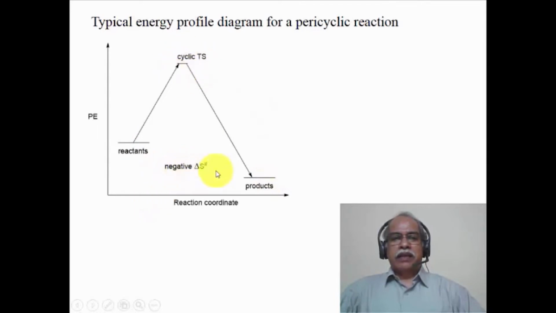And you see here it's written negative delta S double dagger. In other words, the entropy change in a pericyclic reaction is always negative, or the entropy of activation is always negative, because of the very organized cyclic transition state through which the reactions proceed. So it causes the entropy of activation to be negative for a highly organized system like a cyclic transition state in this particular instance. So there is some significance associated with the negative delta S double dagger and the pericyclic reaction transition state being very organized.